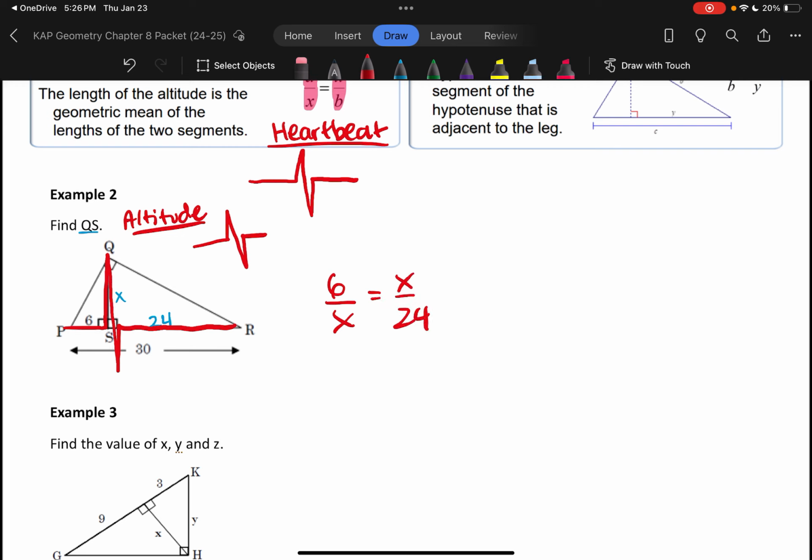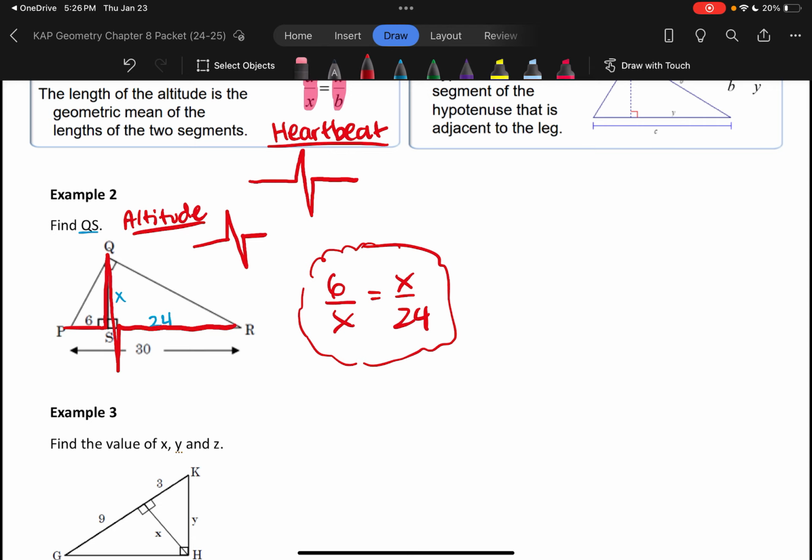So that definitely is a lot faster than separating out all three triangles, highlighting, finding corresponding sides. This is intended for you to be able to work these problems a little faster, right? And so this video is just going through the setup. I know y'all know how to cross multiply, so there's your setup, and that should match up to what you had in the notes by separating out three triangles and setting up those corresponding sides. So that is your altitude theorem or heartbeat.